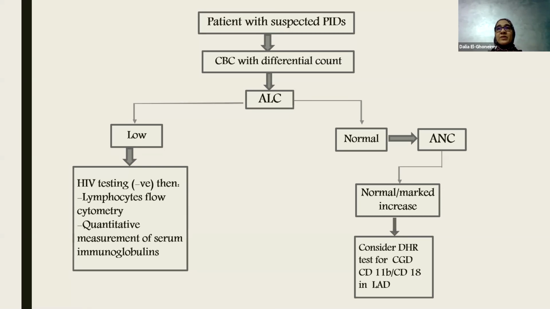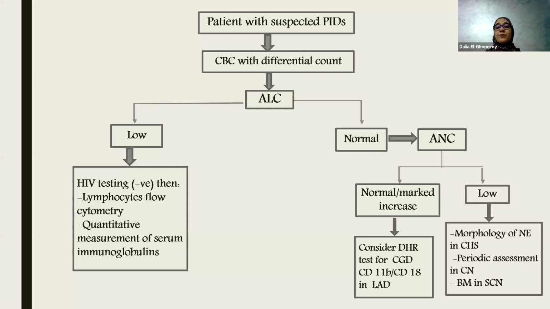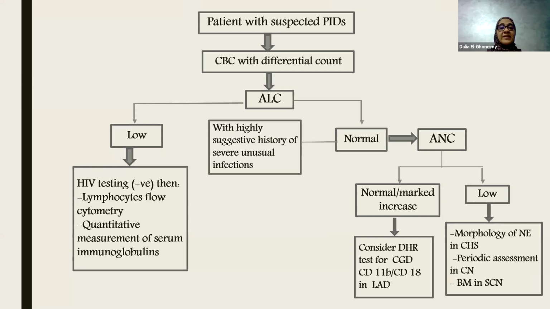If the patient has poor wound healing, history of delayed fall of the umbilical stump, go for CD11b and CD18 flow cytometric assay on the neutrophils. If it is low, then consider morphology, asking for morphological assessment of the neutrophils, periodic assessment of the neutrophils. If you are suspecting cyclic neutropenia, or if it is severe neutropenia, we should go for bone marrow. So what about if the absolute lymphocytic count is normal, but the patient has a history highly suggestive of combined immune deficiency because of severe unusual infection?